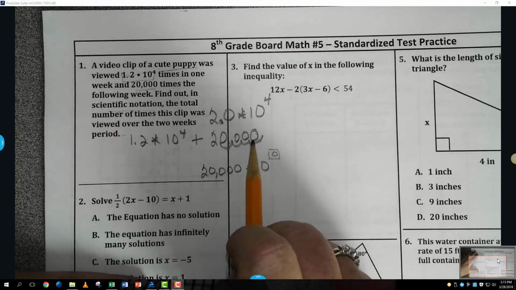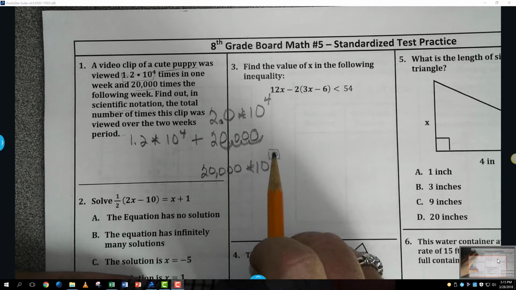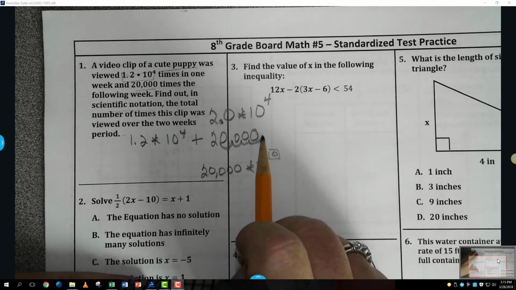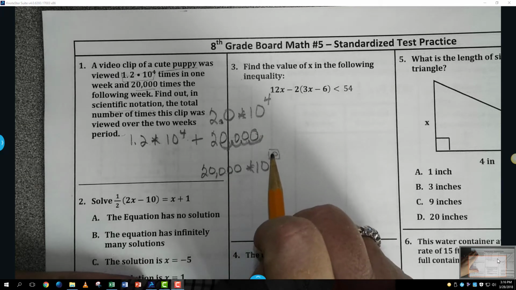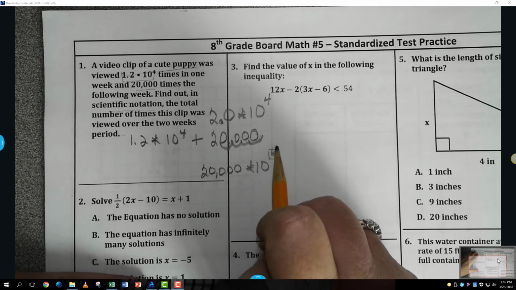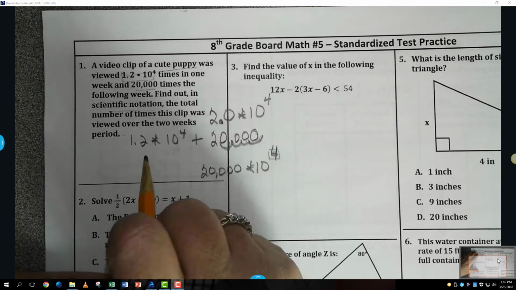If I make this smaller, that means this has to get bigger by the same number. So I moved it 1, 2, 3, 4 to the left. That means I'm going to make this bigger by 4. Okay, so 2 times 10 to the 4th.